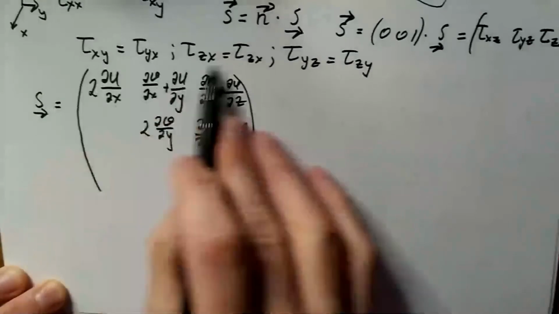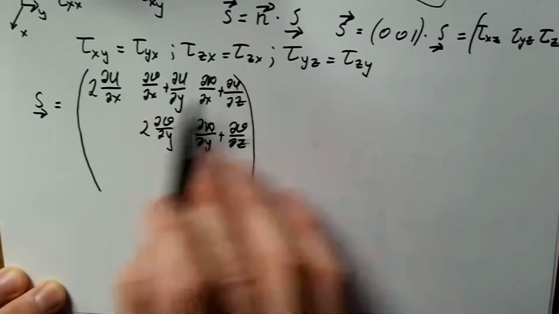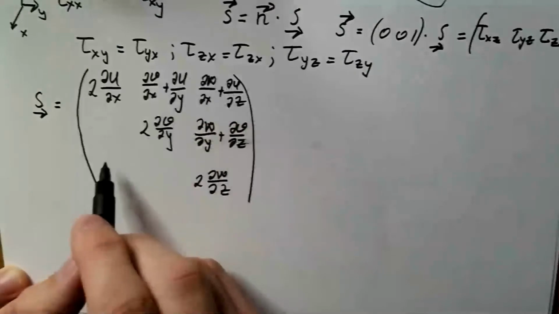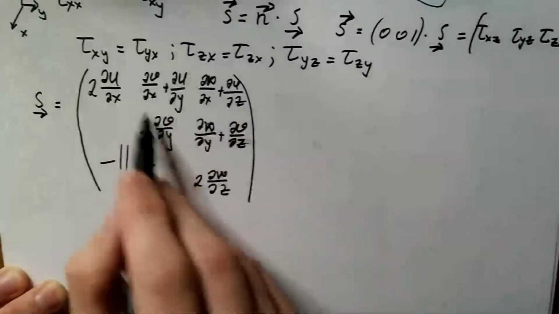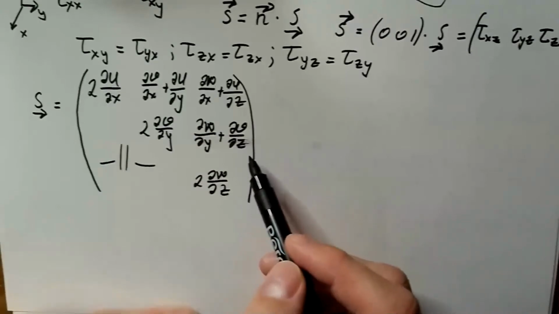Because my shear stresses are symmetric, I don't have to write this bottom part of the matrix because it's the same as this. So I can say it's the same as this top part. This is the stress tensor, and at the end of this video we need to put this stress tensor in the framework of the second Newton's law.